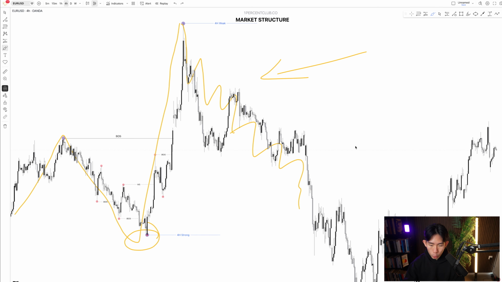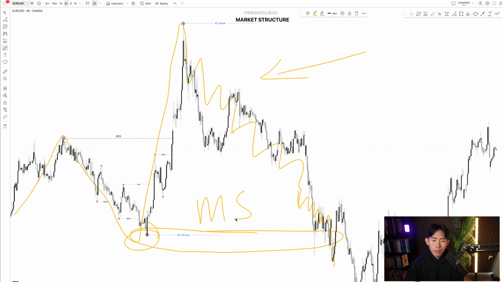But if price were to continue bearish, keep on coming down, and take out the 4-hour swing low that we have on the left hand side, the strong low right here, this could be the first sign that tells us that the market is officially shifting bearish, because we just got a market shift. So that's where we know for a fact that the market is actually reversing.